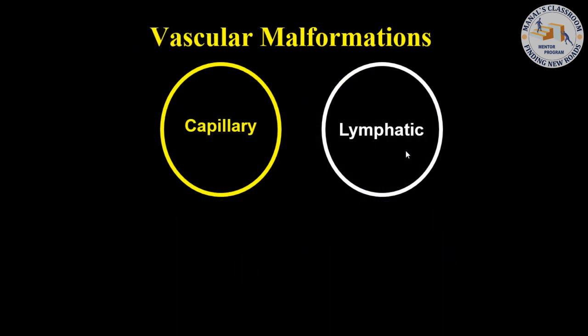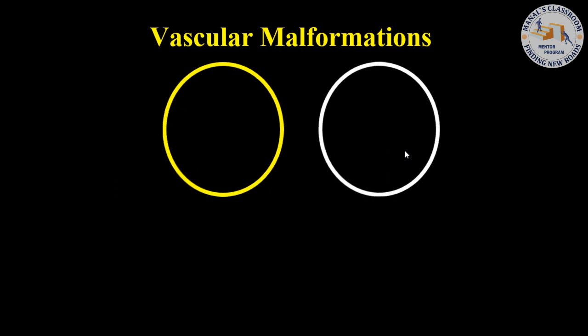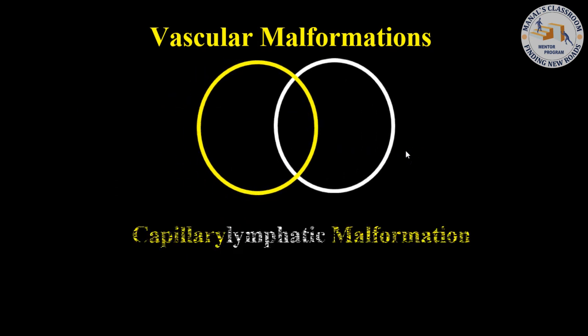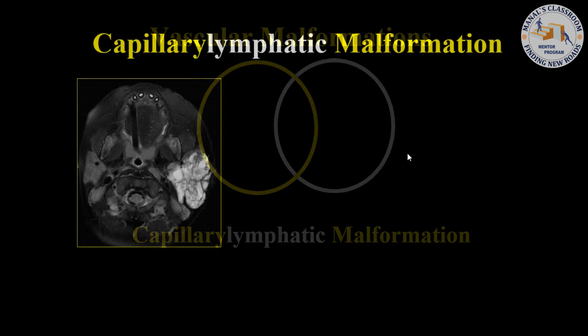The next thing that we'll talk about is that if you combine capillary and lymphatic, now you have the capillary lymphatic malformation. So what do you think this would look like? Would this be high signal or low signal on T2? It will be high signal on T2. And then what type of enhancement would you like to see? Lots of enhancement or just linear enhancement? You guys are so good.